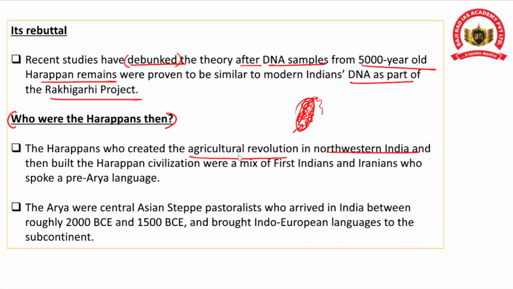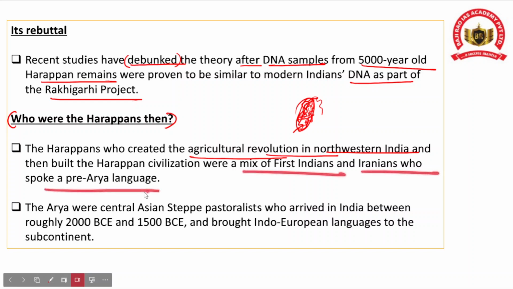So they created the agricultural revolution in northwest India, and they also built the Harappan civilization. They were actually a mix of first Indians and Iranians who spoke pre-Aryan languages. Pre-Aryan languages are languages which were not introduced by the Aryans. Before Aryans came into India, there were certain languages, and those languages were spoken by Iranians who migrated from Iran to India.